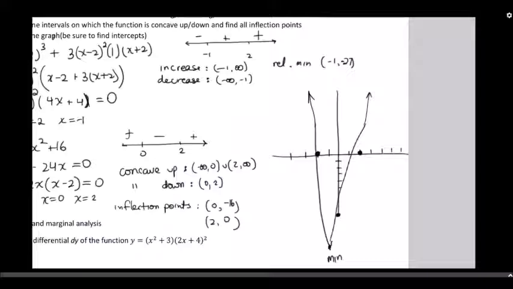Does that just mean it's a straight shot? No, because we have some inflection points and concavity to consider. It needs to be concave up from negative infinity to 0. So we're concave up there. Then it switches to concave down, so it kind of has a downward curve like this. So it switches to concave down from 0 to 2. And then it goes back to concave up.